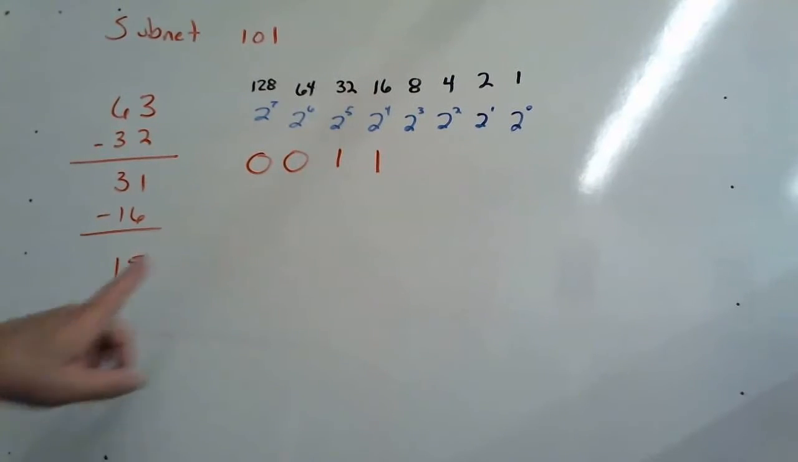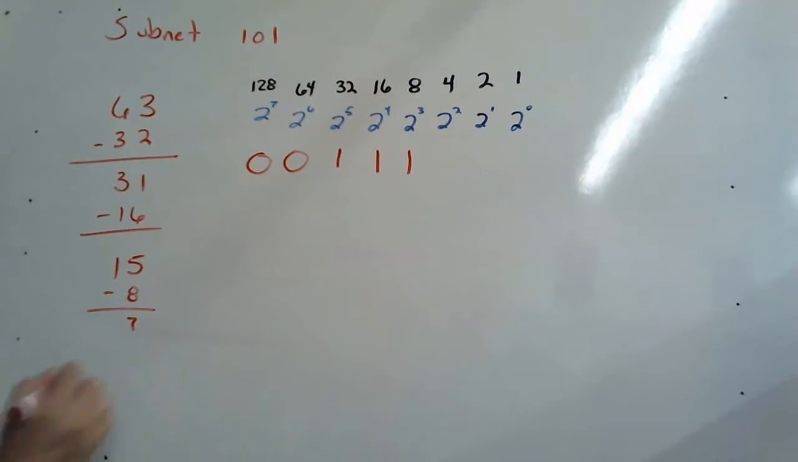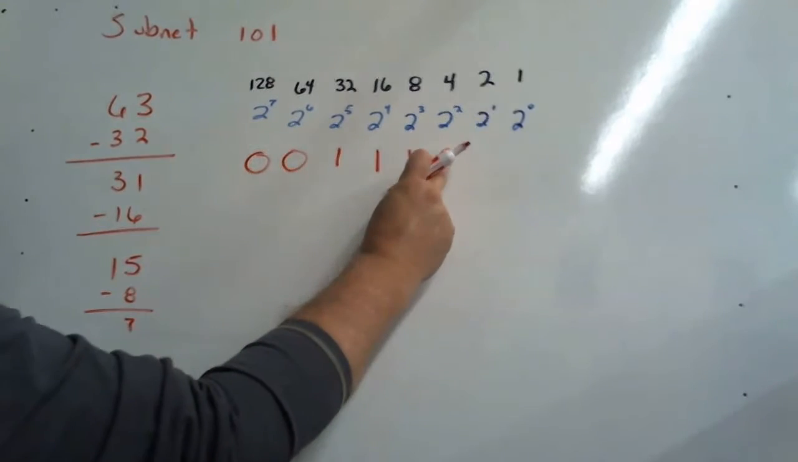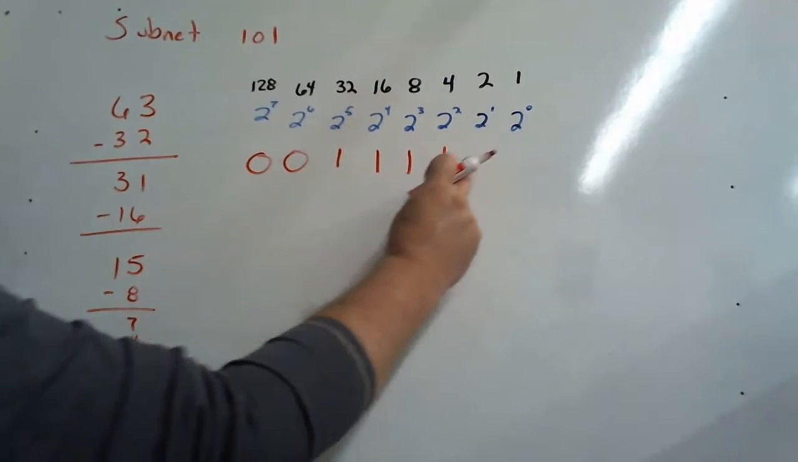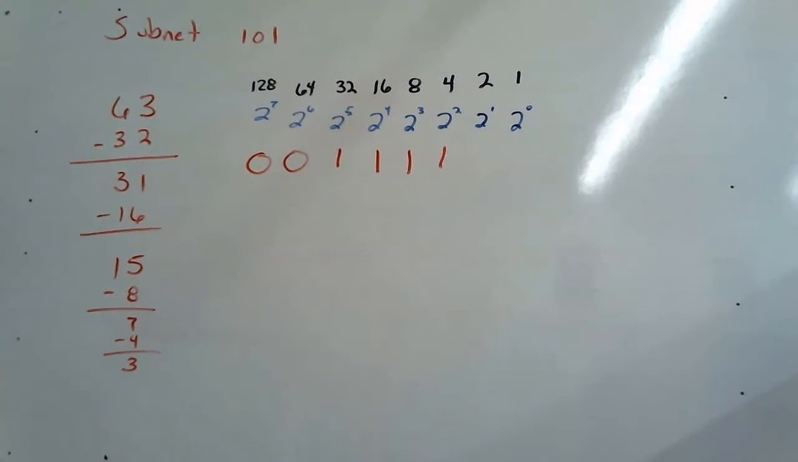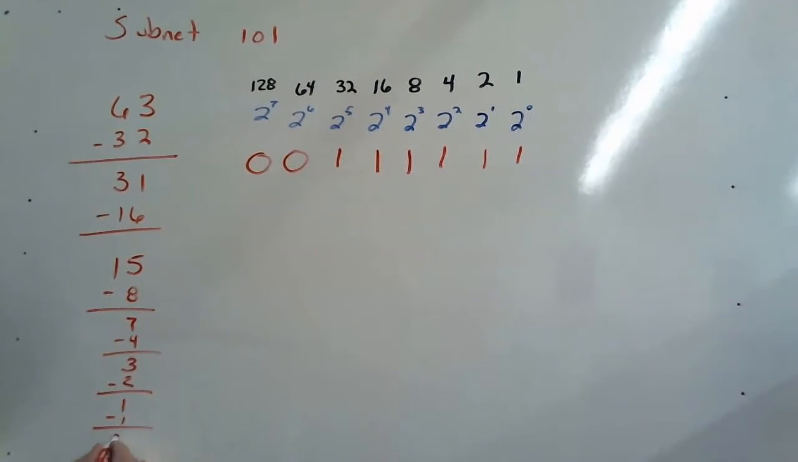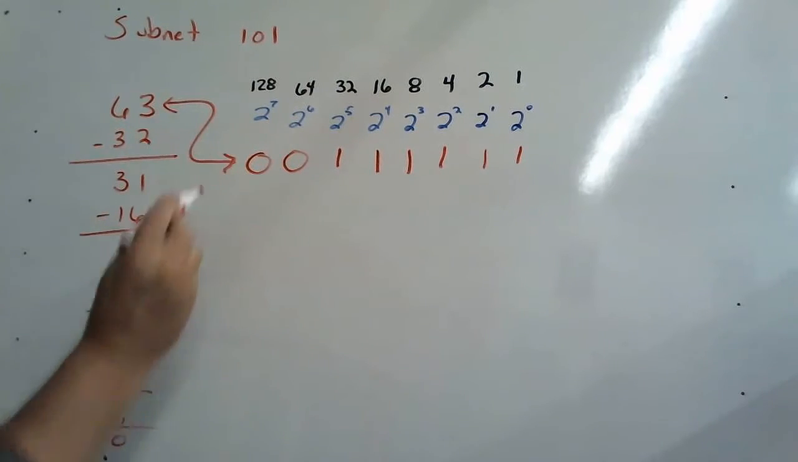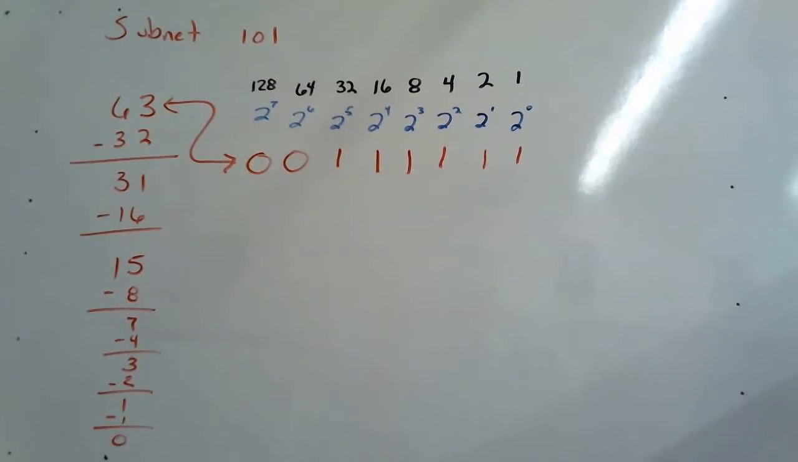15. Can I subtract 8 from that? Yep. So I'll put me a 1 minus 8. Leaves me with 7. Can I subtract 4? Yes, I can. Leaves me with 3. I get down to the 2. Can I subtract 2 from 3? Yes. So I put another 1 there. I subtract 2 here. Leaves me with 1. Can I subtract 1 from 1? I sure can. There's my 1, and I'm down to zero, which is where I need to be. So 63 in binary is 00111111. Again, always have all 8 characters.